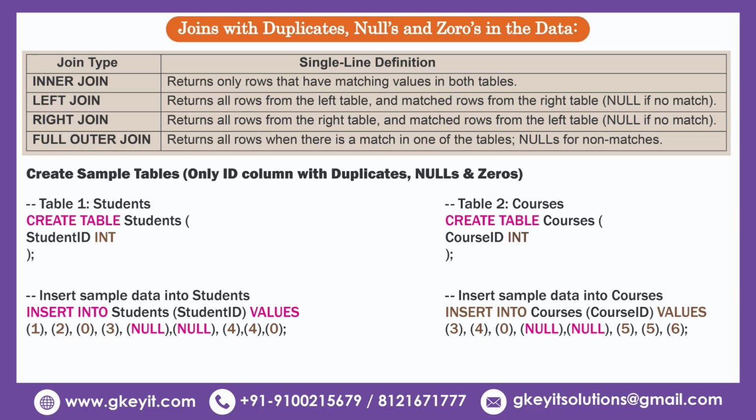To look into this scenario, we have created two tables. One is the students table and another one is the courses table. The students table has student ID, with integer as the data type, and the courses table has courses ID with data type integer, and we are inserting data into students and courses with values having duplicates, zeros and nulls in the data. Let's see these things practically in SSMS.